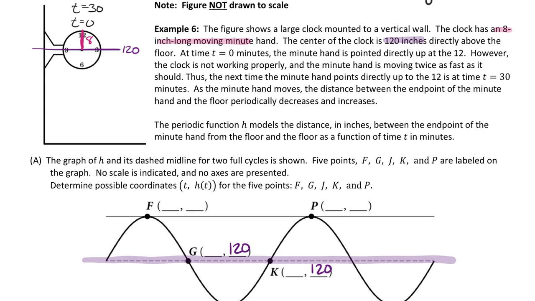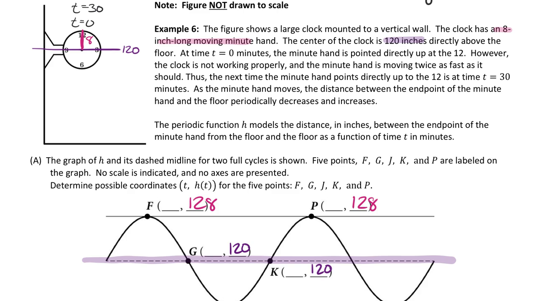Now, when that minute hand is up at the top, how high above the floor is the minute hand? 128. How'd you get 128? You add 8 to 120, which means the output at F is 128. What's the output at P? Whoa, my voice cracked. P.